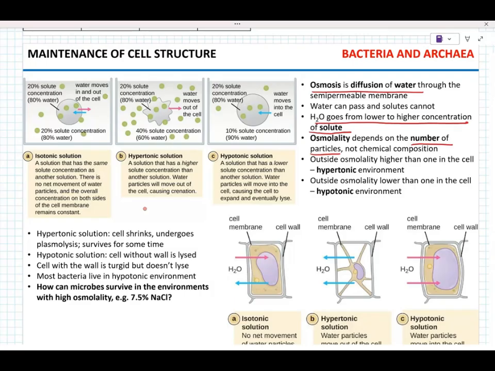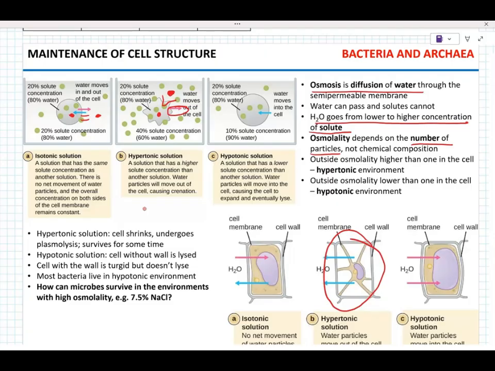Now, if osmolarity inside the cell and outside the cell is equal, we call the environment around the cell isotonic. You probably remember that term from previous biology classes or chemistry classes. If the environment has a greater concentration of solutes than the cell, we call such environment hypertonic, and what happens is water leaves the cell, forcing it to shrink and often undergo osmolysis.